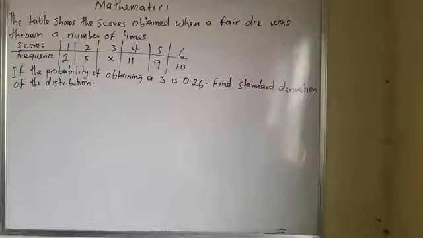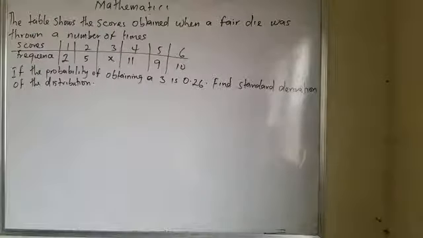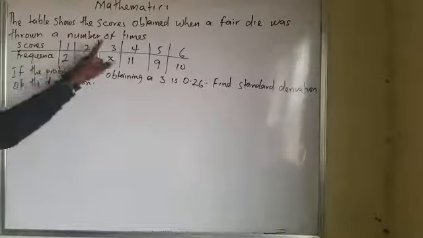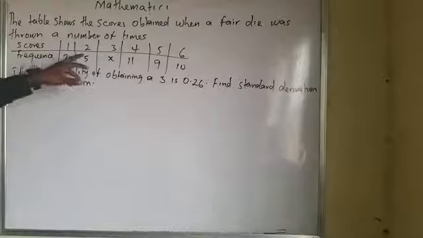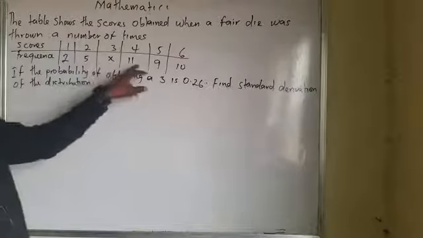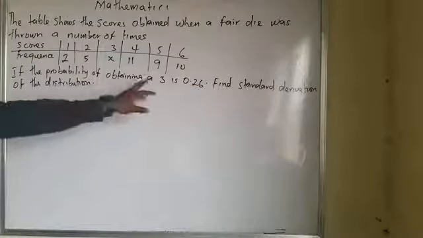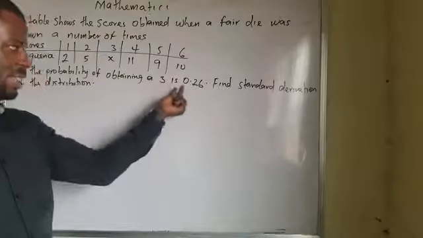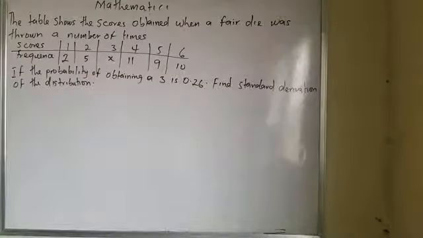The table shows the scores obtained when a fair die was thrown a number of times. This is our score: 1, 2, 3, 4, 5, 6. The frequency is 2, 5, 8, 11, 9, 10. Now, if the probability of obtaining a 3 is this, find the standard deviation of the distribution. That's what we need to do.